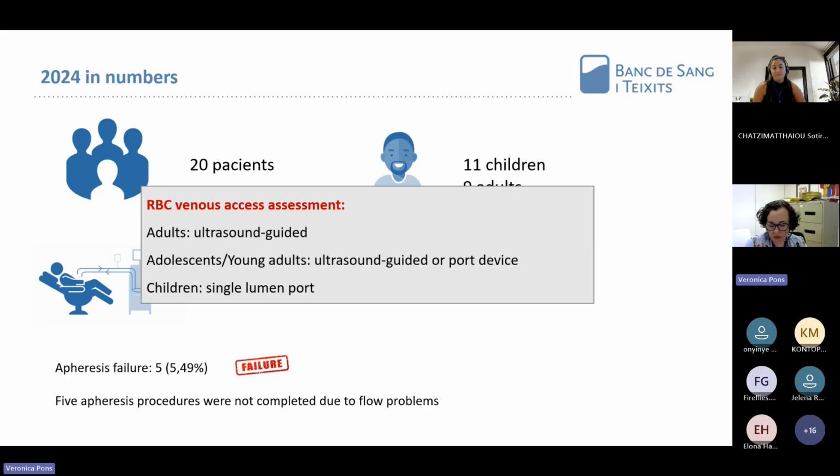But in conclusion, the venous access options that we are currently considering in the chronic context of these patients are ultrasound-guided venous access in adults. For adolescents and young adults, the options are ultrasound-guided venous access or a port device if the child has these options. And also for children, single lumen ports are also used.